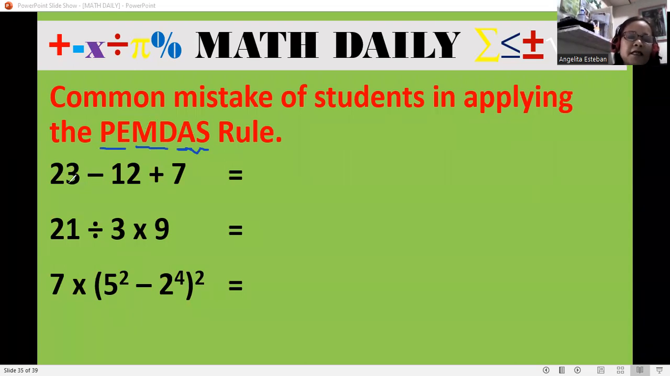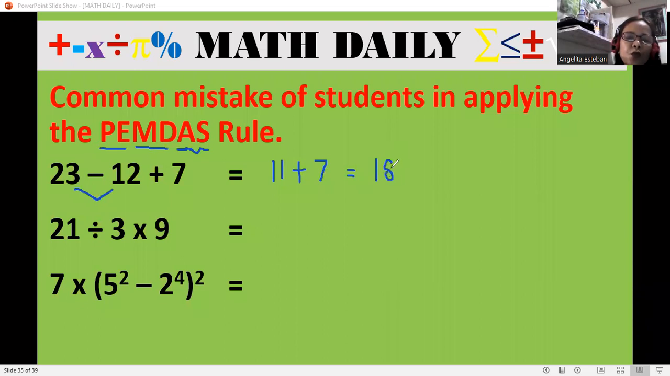So this means that once you have 23 minus 12, this has to be done first. So 23 minus 12 is equivalent to 11. Okay, and then the answer to that will be added to 7. And so the answer that we are getting here is equal to 18.